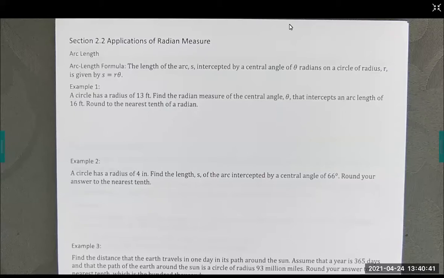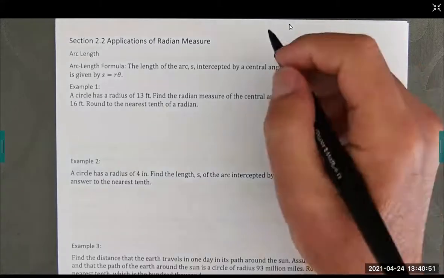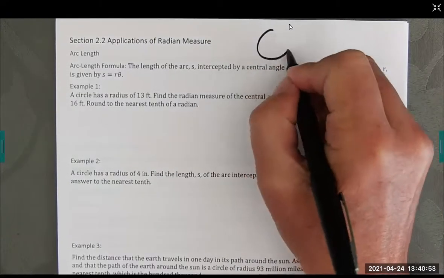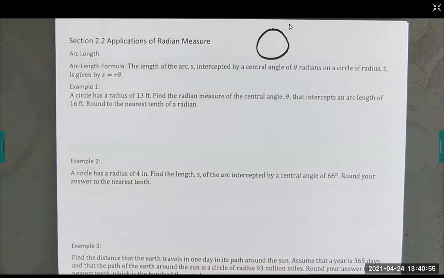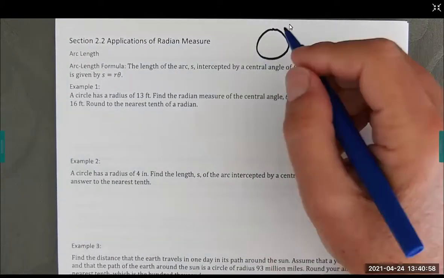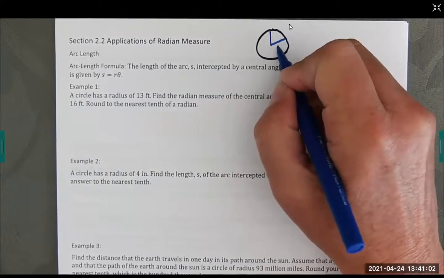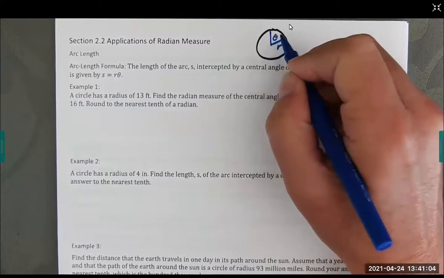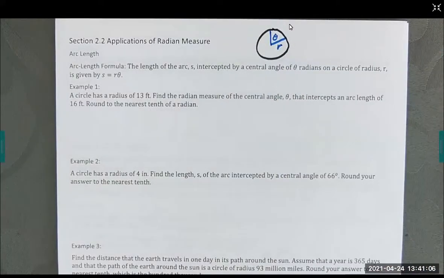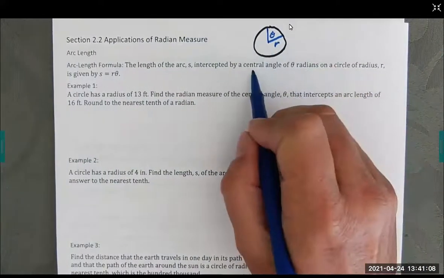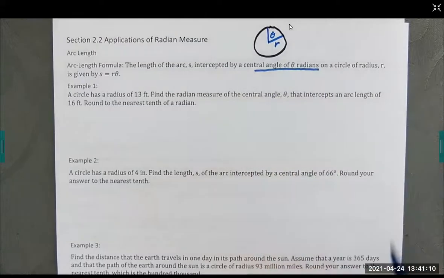Welcome back. For this lesson, we're going to go through some of the reasons why we would even consider using radians instead of degrees. We're going to start with arc length. Arc length is when we have a circle and we have what's called a central angle, meaning from the center, we form an angle with the radius r. The angle is theta. Now, theta must be in radians. Central angle of theta radians. If it's not in radians, we're going to have to convert it.